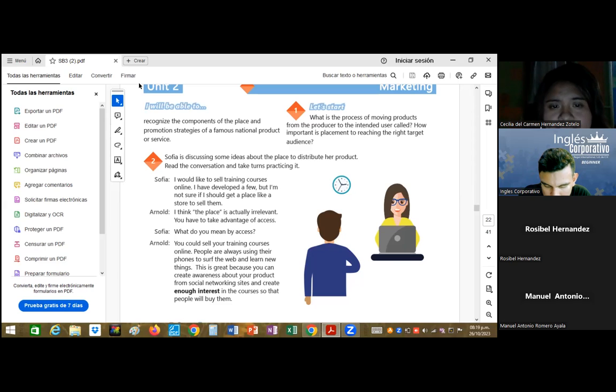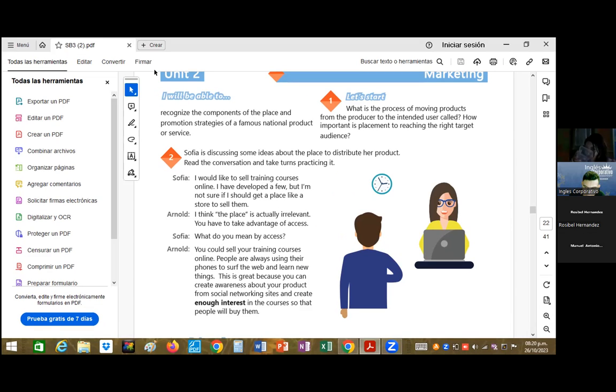Bueno. I would like to sell training courses online. I have developed a few. But I am not sure if I should get a place like a store to sell them. I think the place is actually irrelevant. You have to take advantage of access. What do you mean by access? You would sell your training courses online. People are always using their phone to surf the web and learn new things. This is great because you can create awareness about your product from social networking sites and create enough interest in the courses so that people will buy them.